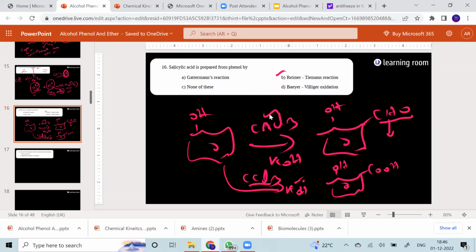Sir, can you repeat? If I put CHCl3 and KOH, I'm getting the aldehyde, right? But look at what I'm putting here. Sorry, I'm putting CCl4, not CHCl3. If I put carbon tetrachloride instead of chloroform, see what I'm getting. Salicylic acid is what I'm getting, right? This is also Reimer-Tiemann reaction only, right? Yes, sir, I didn't know this reaction. Okay, right. This is also Reimer-Tiemann only. Okay, right. Next.